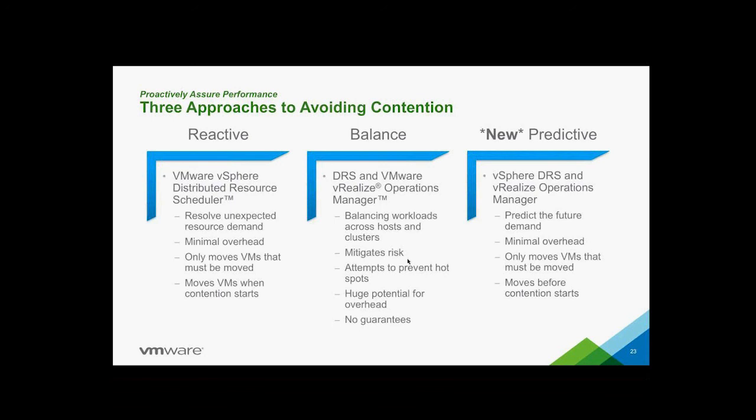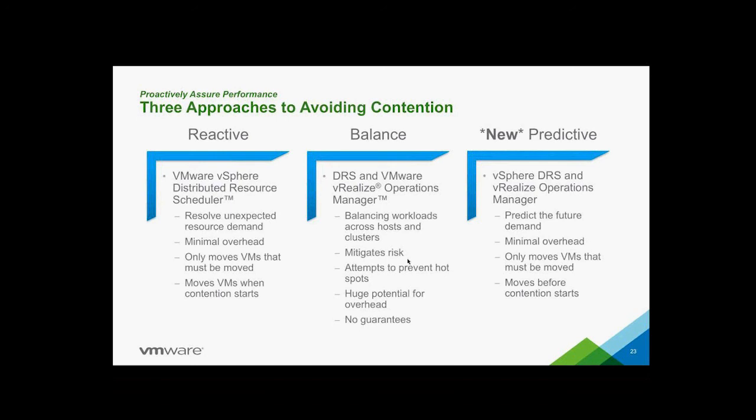Then if you want to balance, you can use workload placement or WLP with vROps, which works in conjunction with DRS and allows you to place virtual machines by balancing them across clusters. It basically helps you mitigate risks, attempts to prevent any kind of hotspots in your infrastructure, and saves you from a huge potential operational overhead, which means somebody needing to manually move around virtual machines. It's not guaranteed that it will always give you the best performance, but again, it's better than a reactive approach.